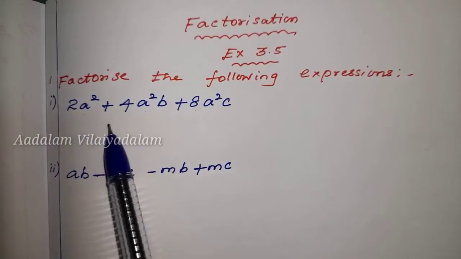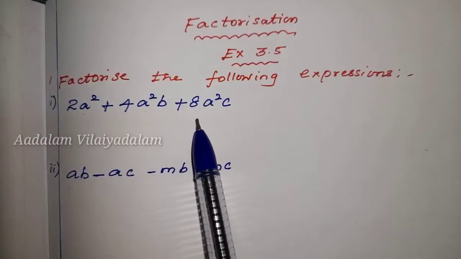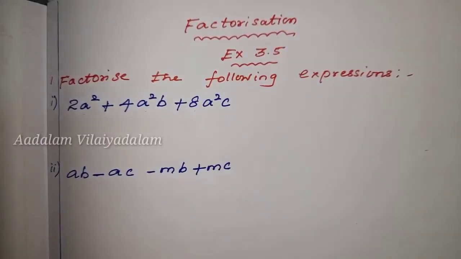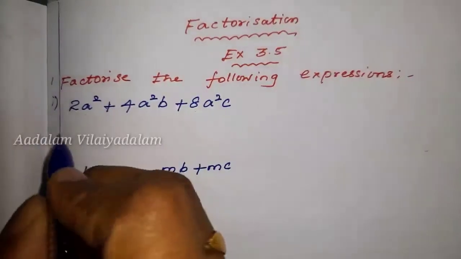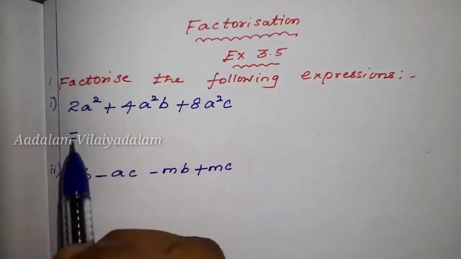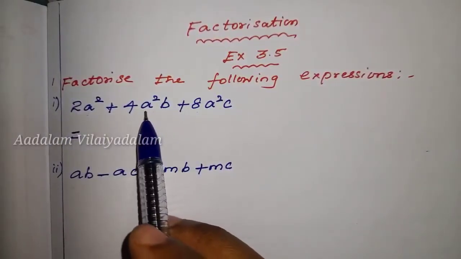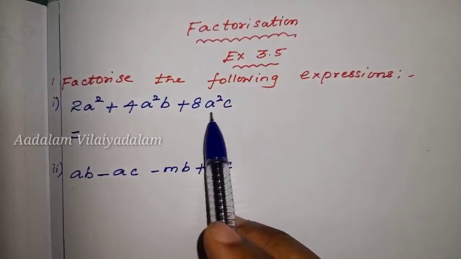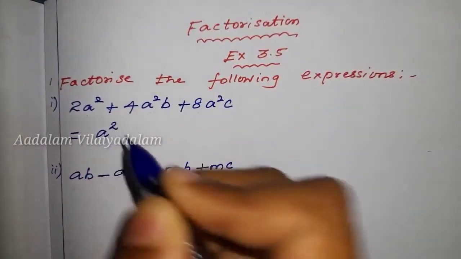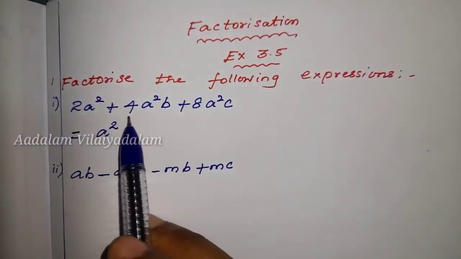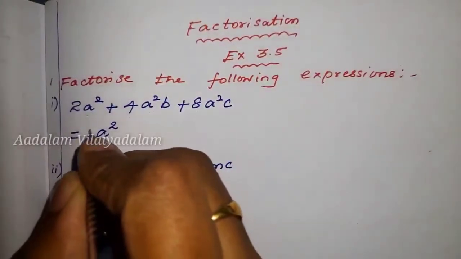2a square plus 4a square b plus 8a square c. Here 3 monomial terms are given. First we take the common term. In the variable a square, here also a square is there, so a square is common. First take outside a square. Here 2, 4, 8 are multiples of 2 only, so 2 is common.